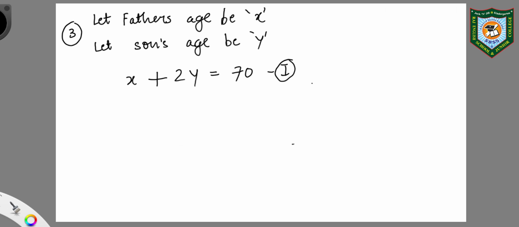Now in the second statement, if we double the age of the father, that means now I have 2x, and we are adding 2 times the father's age to the age of the son, so I'm adding, that means plus, y, the age of the son. Now their sum is 95. So this is my equation number 2. So here I have 2 linear equations. Again, you all have to try this by yourself. Make sure you solve it out and find the answer.